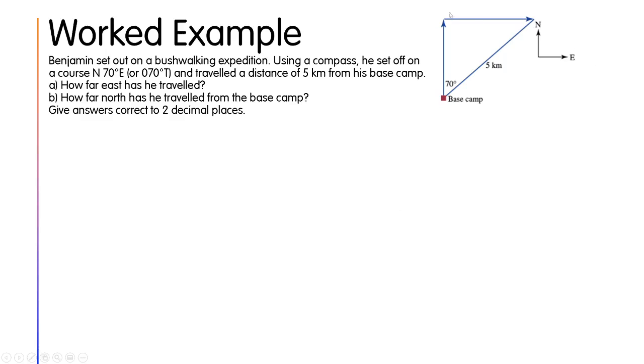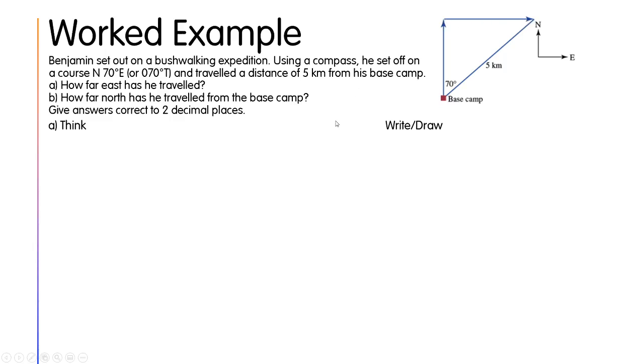Now, with this question, we've already been given a drawing, which is excellent. Sometimes they don't have that, and you've got to work it out yourself. This drawing we know is not to scale because this is not 70 degrees. So again, we can't just measure it. We have to go through our trigonometric ratios to work this out. First off, we're going to look at question A. How far east did he travel, which is the distance along here.